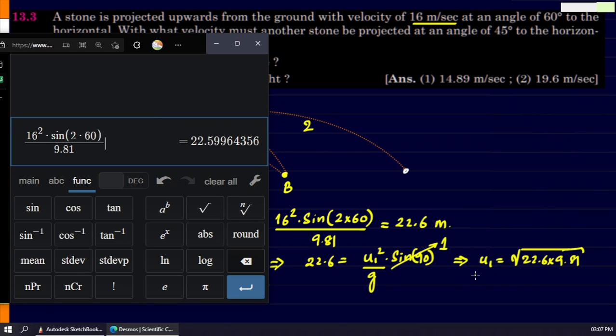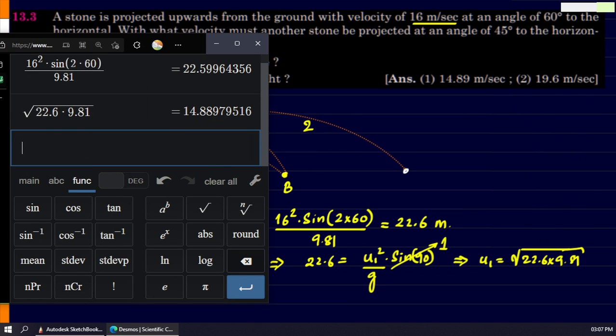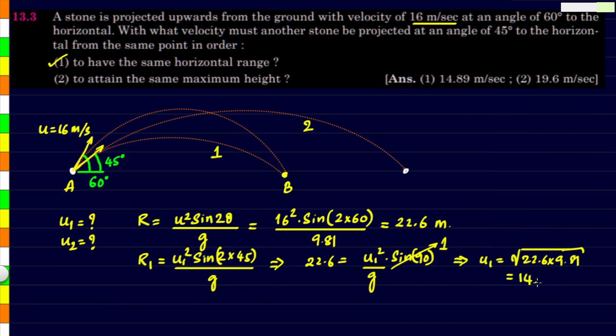Let's find that. We're getting 14.89 meters per second. One thing you observe here is when the angle is 45 degrees, we need a much lesser initial velocity to attain the same range.